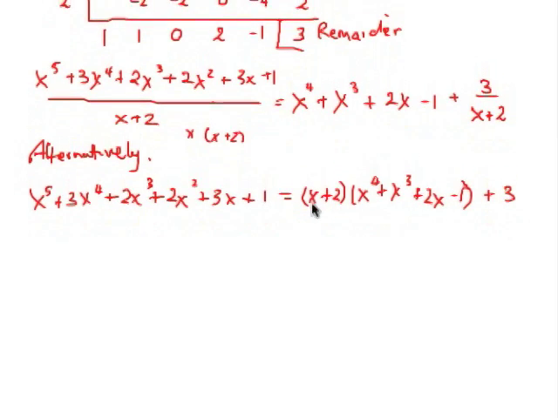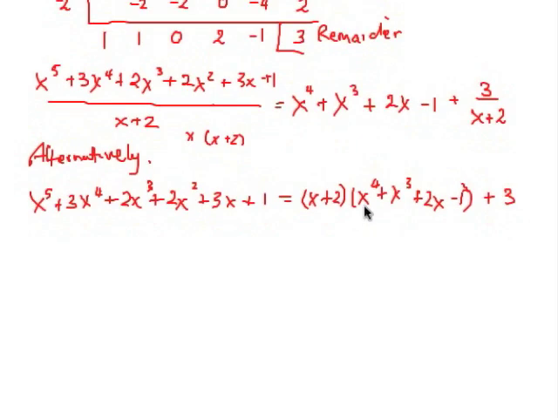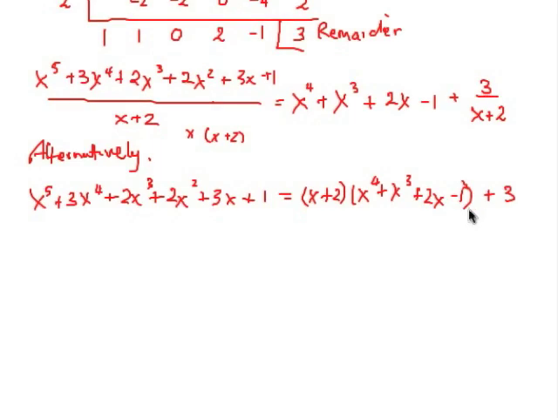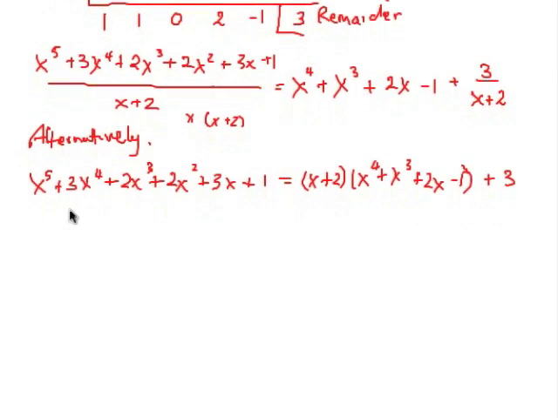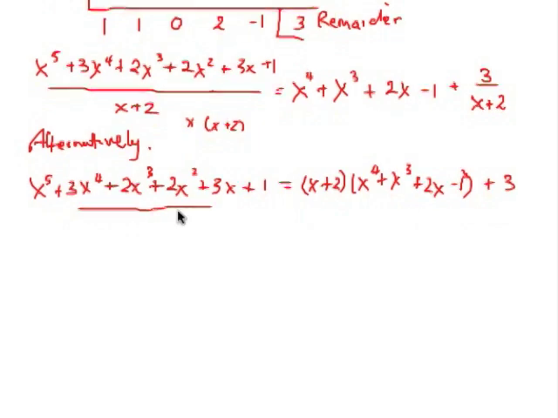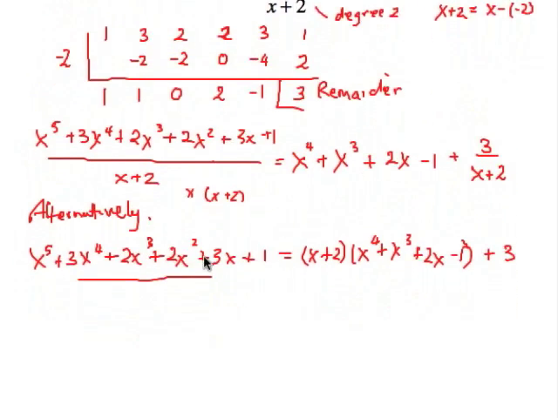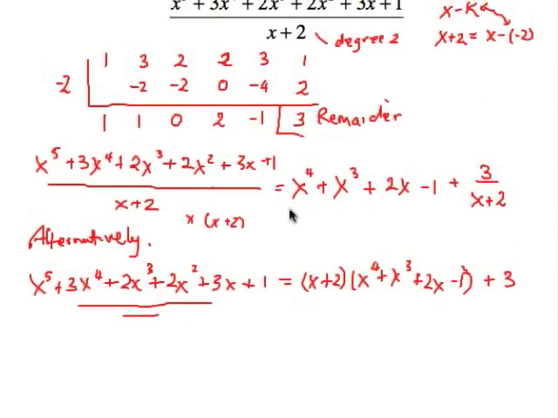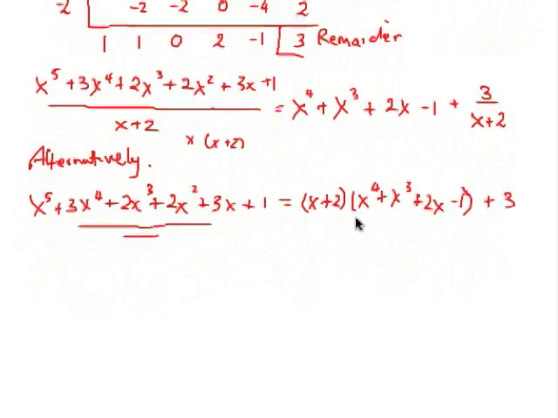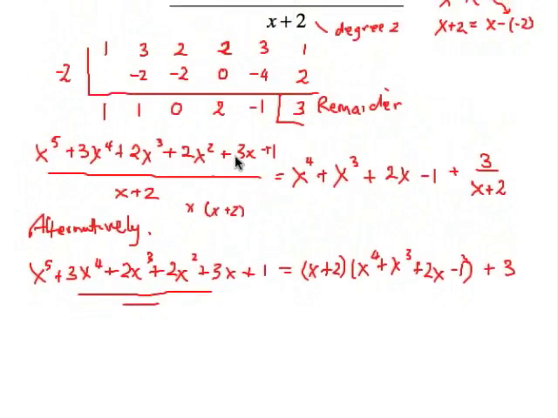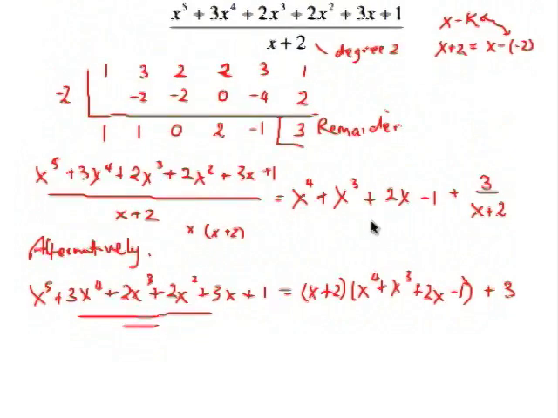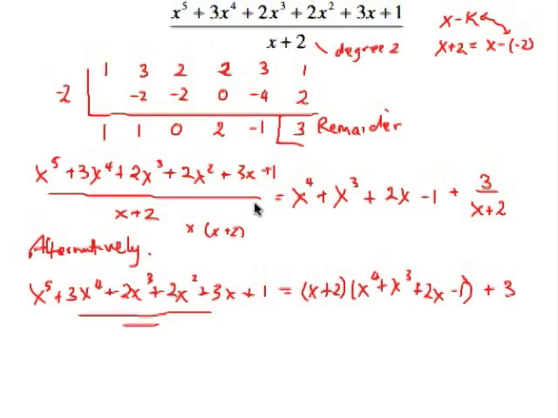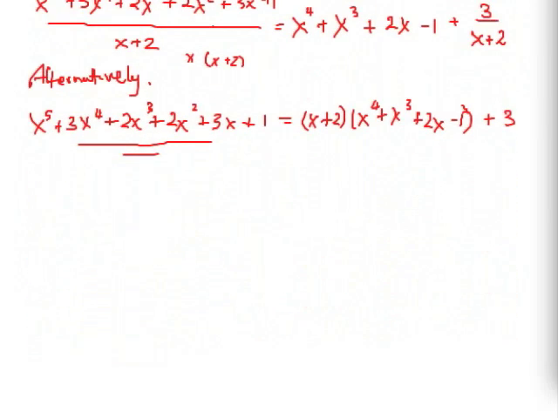And so in other words, we sort of have a factored form here: if I do x plus 2 times x to the 4 plus x cubed plus 2x minus 1, and then add 3, we'll actually end up with this top polynomial. Sometimes we want to write it like this, so we can start getting a factored form, and of course if we had a remainder of 0, then this would allow us to actually factor this top polynomial. So synthetic division has a number of uses in this regard, and that's how we actually execute it.